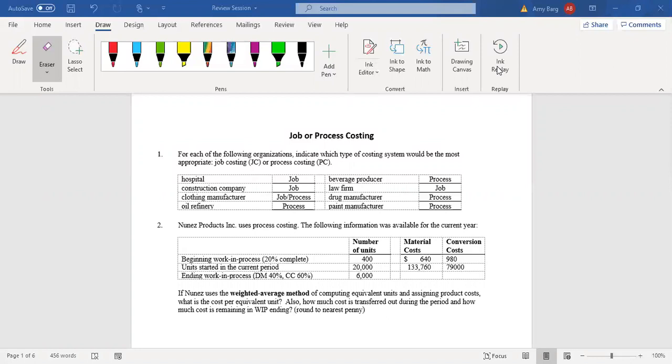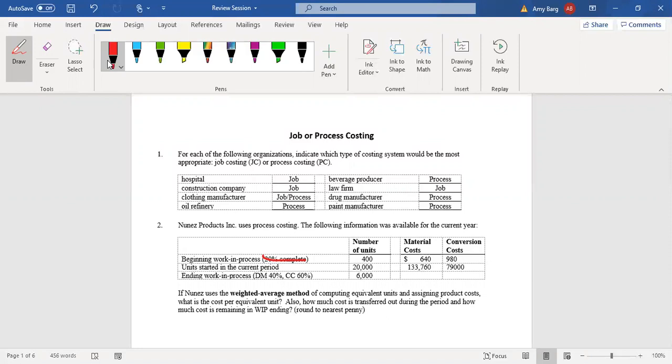So process costing is when we make a whole lot of a uniform product and some of it's left in ending inventory and some of it gets transferred out because it's done. And so we have to assign things using equivalent units. So the first thing is it says that we're using the weighted average method. That means that we don't care about this. That's just distractor information. Don't pay attention to that.